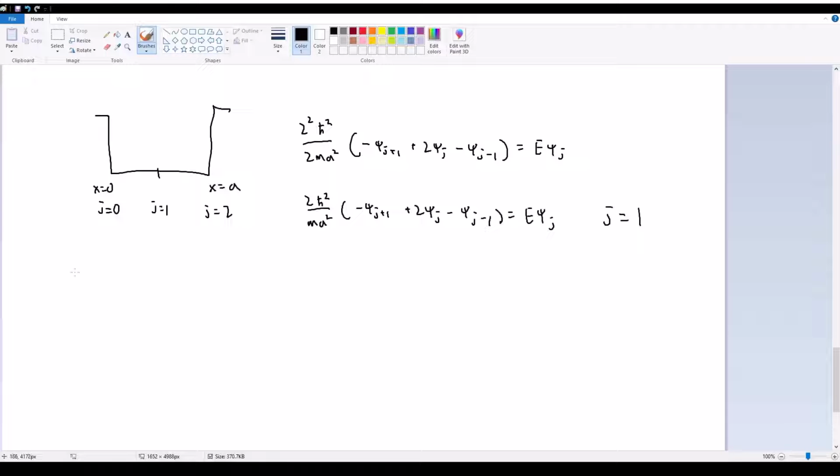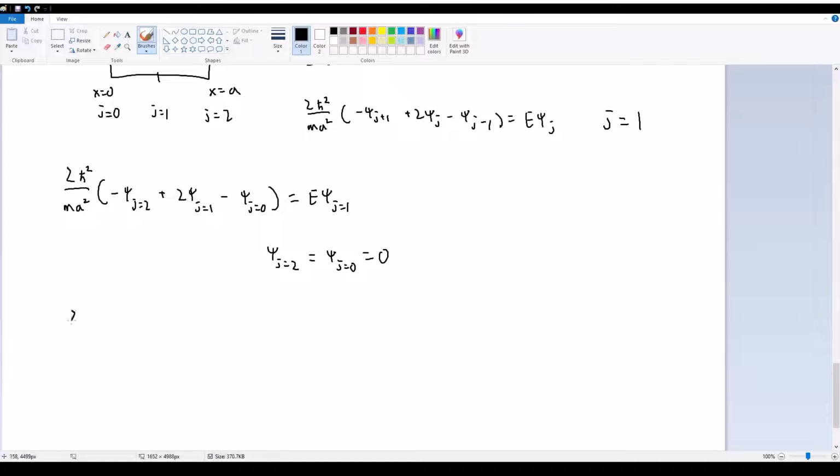So if we plug that in, we get 2 h bar squared over ma squared times negative psi j equals 2 plus 2 psi j equals 1 minus psi j equals 0, and this is equal to e times psi of j equals 1. And immediately, because there's only a psi j equals 1 over here, that tells me that psi of j equals 2 and psi of j equals 0 are both just 0. So because of that, we have 2 h bar squared over m a squared is equal to e times psi 1.